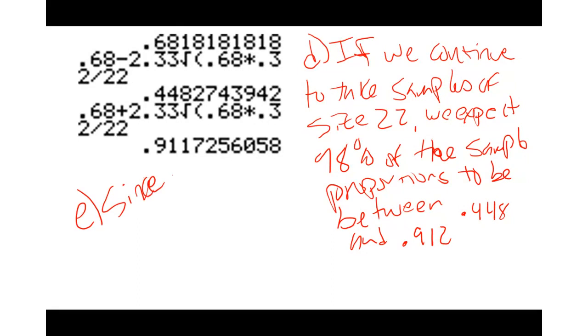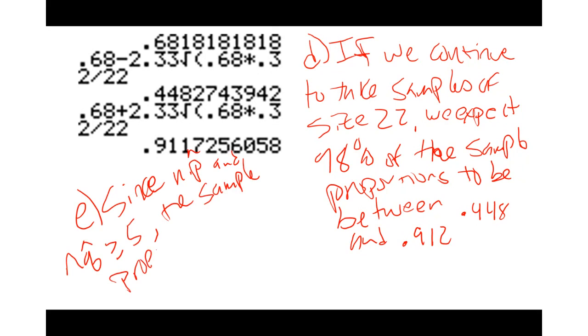Now, E would say to you, since n times p hat and n times q hat are greater than or equal to 5, the sample proportion is normally distributed. All right.